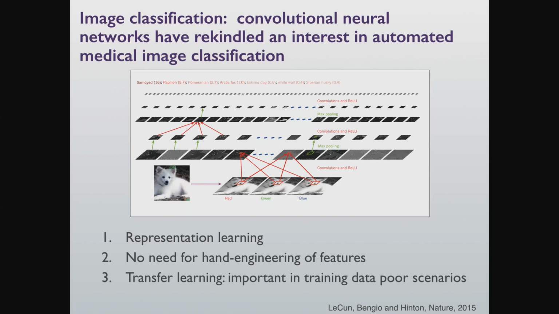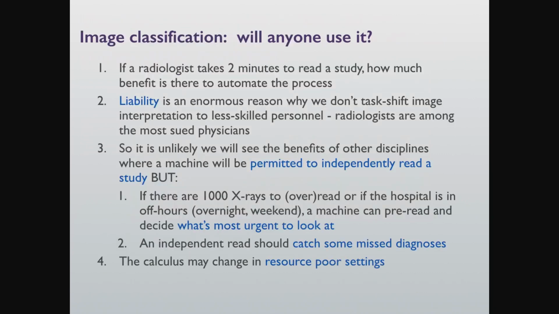And I think people haven't thought out all that well how we're going to use that. So for example, if it takes a radiologist 1 to 2 minutes to read something, how much benefit are you going to get from automating it? And the real problem is you can't take that radiologist away. They're still there because they're the ones who are on the hook, and they're going to get sued. It's among the most sued professions in medicine.